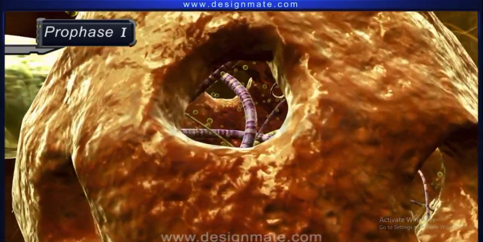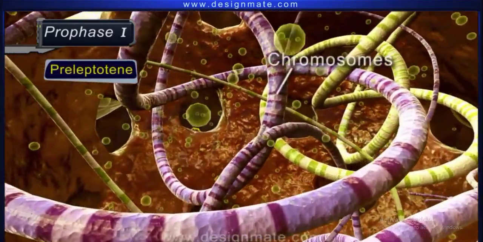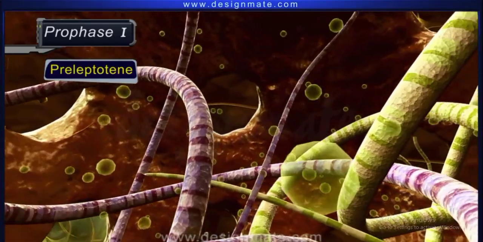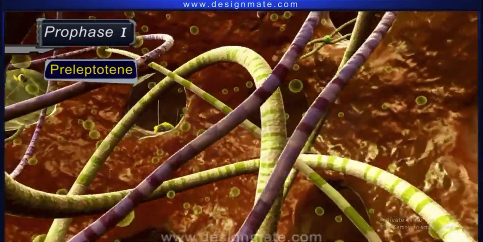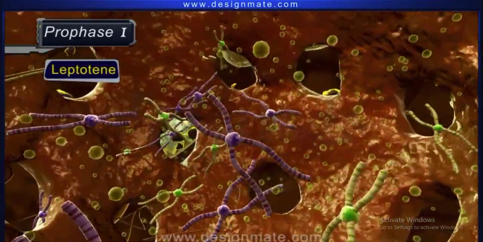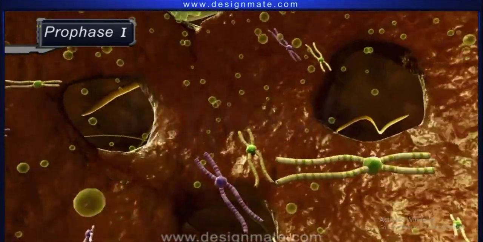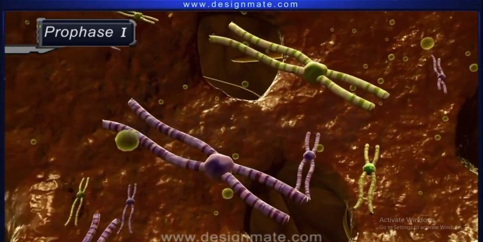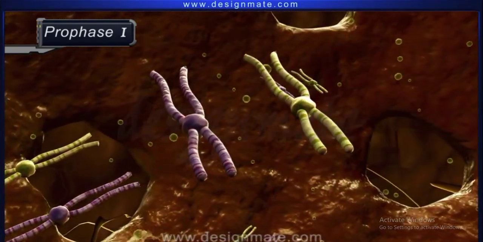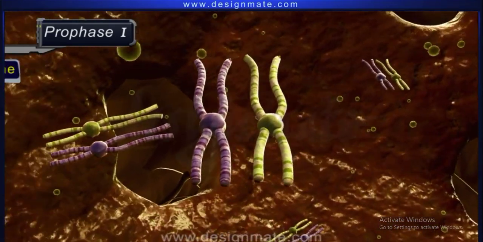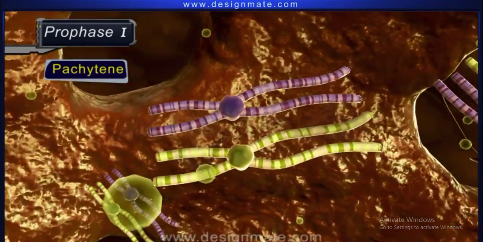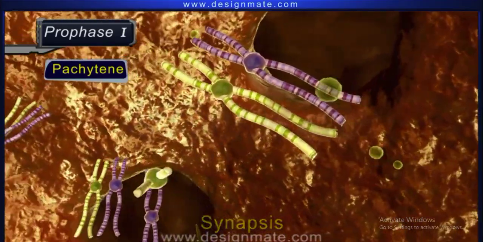During the first stage of Prophase I, called pre-leptotene, the chromosomes look like thin, uncoiled long threads. Later they start condensing and assume a definite shape. This stage is called leptotene. Unlike prophase of mitosis, two homologous chromosomes from each parent cell are attracted toward each other and they start forming pairs during the zygotene stage. In the pachytene stage, pairing of homologous chromosomes, known as synapsis, is completed.